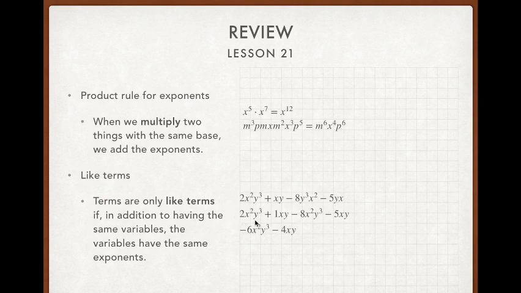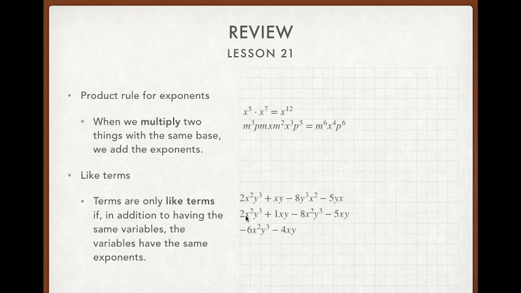So the first one can stay the same. The next one, xy, remember that means 1xy. Minus 8x squared y cubed, just flip the order around there, which I can do because this means multiplied together. And then instead of negative 5yx, I'll write negative 5xy. Now I see that even though all of these terms have x and y in them, the first and the third one have the same powers on x and y, and the second and the fourth one also have the same powers on x and y.